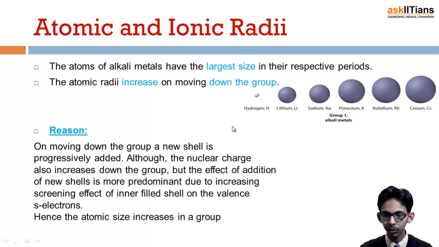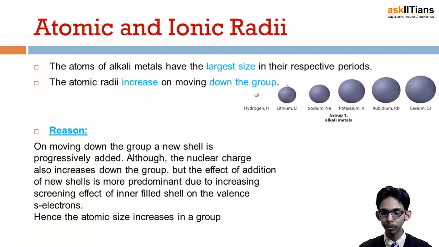And what is the reason for this? On moving down the group, a new shell is progressively added. Although the nuclear charge also increases down the group, the effect of addition of new shells is more predominant due to increase in screening of the inner shells on the valence s electrons, and hence the atomic size increases down the group.